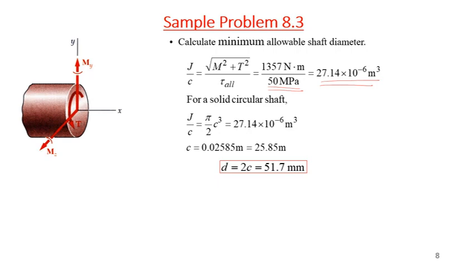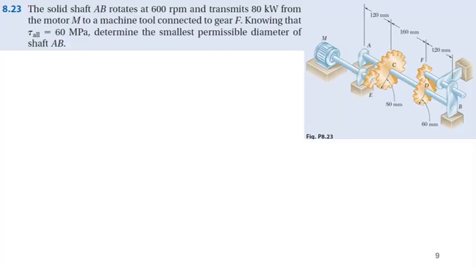We know that J is equal to pi by 2 C to the fourth. Putting the value, J by C will become pi C cube by 2. So solve it. The radius is 25.82 millimeter. Sorry, it said meter, but this should be millimeter. So the diameter we can say is 51.7 millimeter or 52 millimeter. So a shaft of 52 millimeter diameter will suffice.